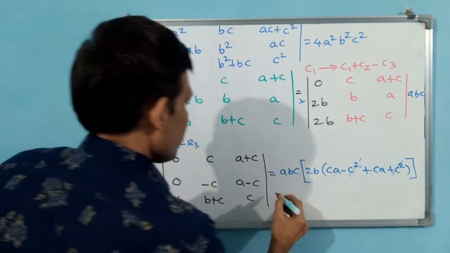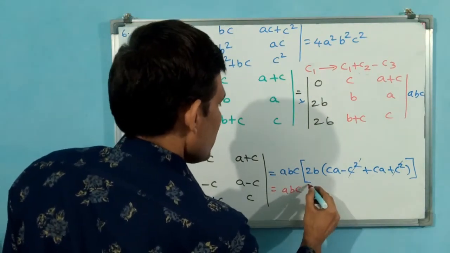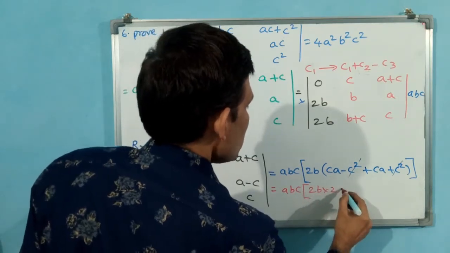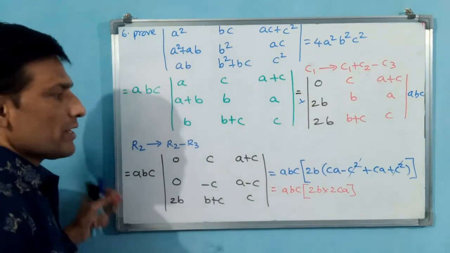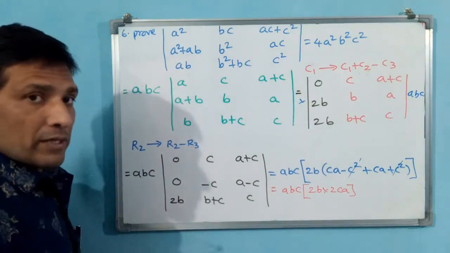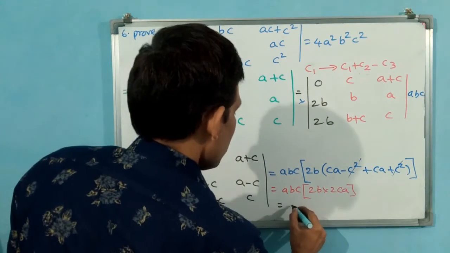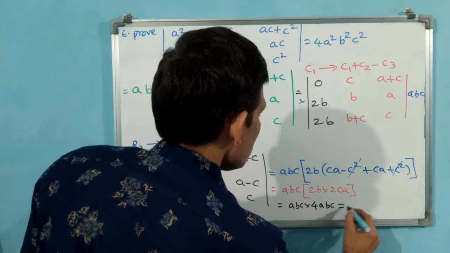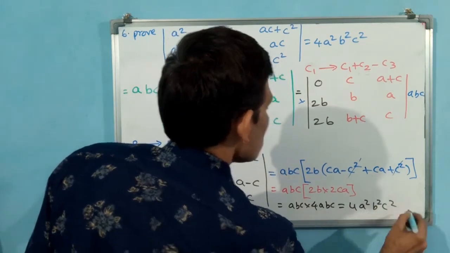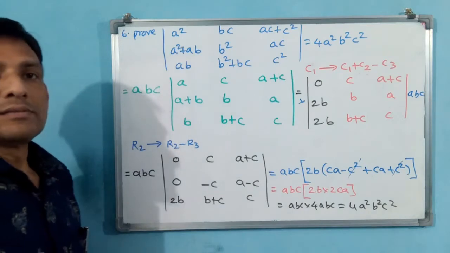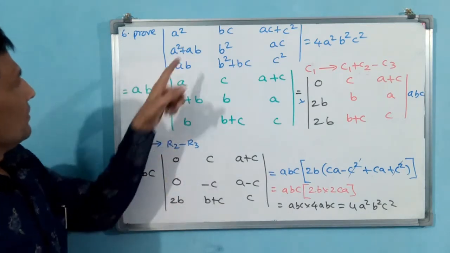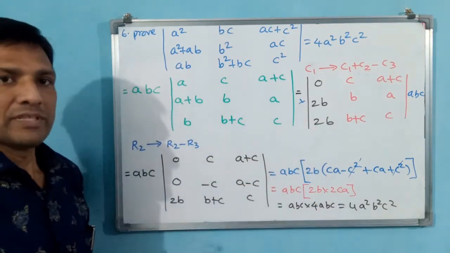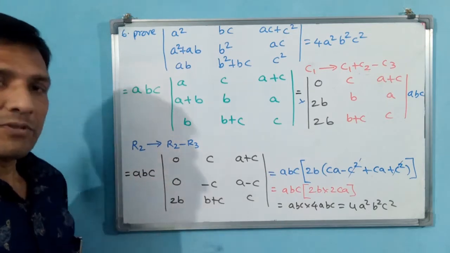Okay, now what will happen, you see abc into 2b, 2ca, is it okay? Okay, now you see what will happen, abc into 2 into 2, 4abc, that is equal to 4a square b square c square. Is this your RHS? Definitely. Okay, this is a question for which we have done 1, 2, 3 steps, or 4 steps, within 4 steps we have done this one. Okay, let us go for the 7th question.